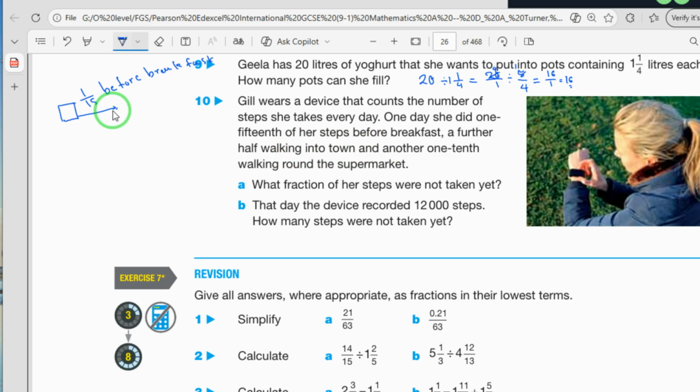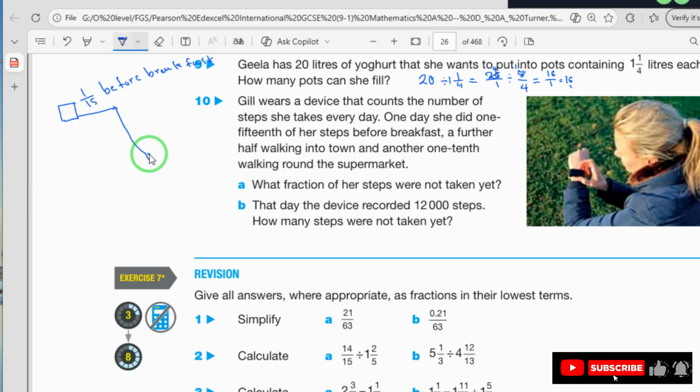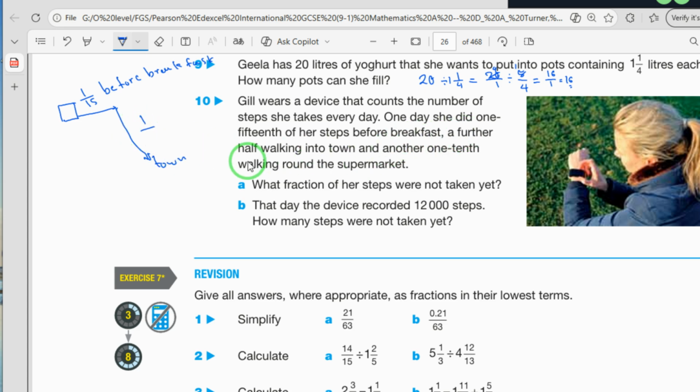After that she eats breakfast and starts like this, coming to the town. Here is, for example, the town. Here she has done a further half walking, it means 1/2 to the town. After that, another 1/10 walking around the supermarket. For example, there is a supermarket. She walked 1/10 here around the supermarket.